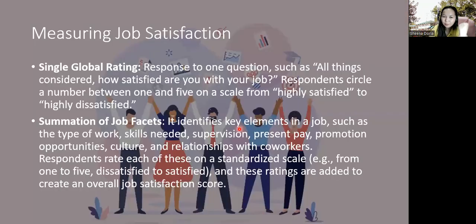So, how do you measure job satisfaction? Meron tayong dalawa dito, yung single global rating. Like, tanungin mo lang, all things considered, how satisfied were you in your job? 5, 4, 3, 2, 1. Yun na yun. Okay, pero meron din naman tayong summation of job facets such as your type of work, skills needed, supervision, present pay, etc. At merong mga Likert scale yung mga yan.